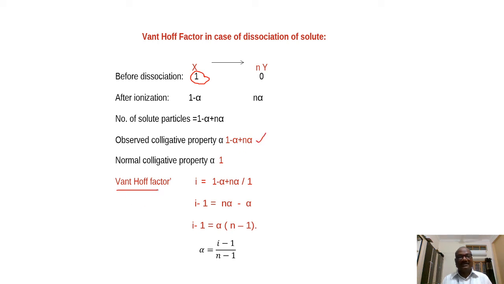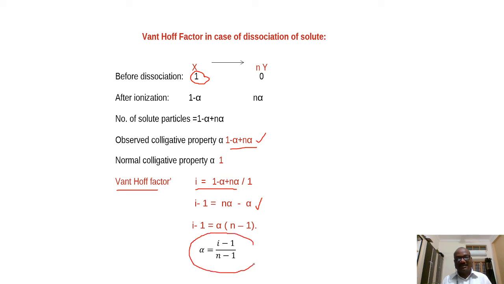Now we calculate the Van 't Hoff factor, observed by calculated. So i is equal to, observed is what? 1 minus alpha plus n alpha divided by normal, which is 1. So we can write i is equal to 1 minus alpha plus n alpha. You put the alpha terms together and shift the 1 to the other side, so it becomes i minus 1 is equal to n alpha minus alpha. You write alpha as common: i minus 1 is equal to alpha into n minus 1, or alpha is equal to i minus 1 by n minus 1.